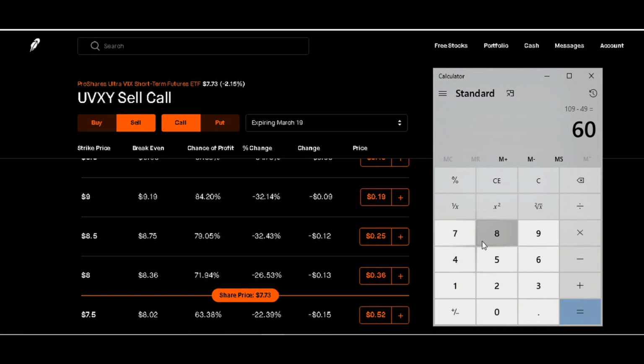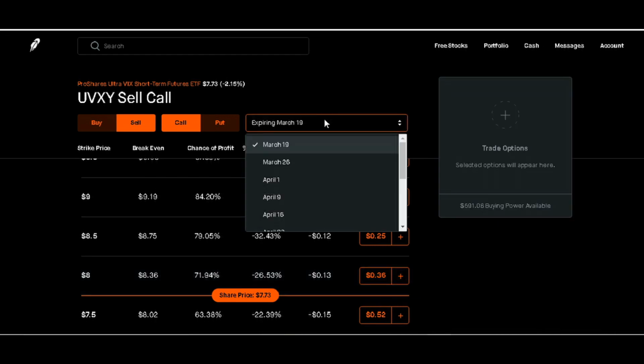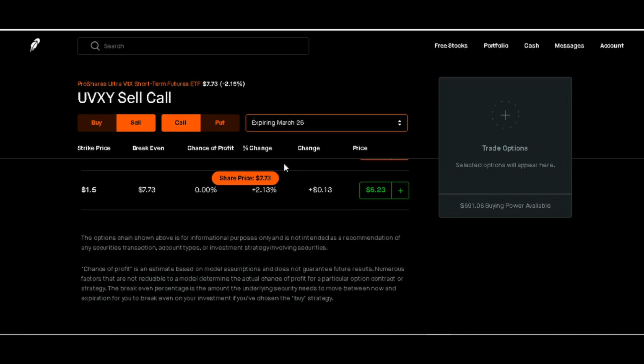So 109 minus 49 equals at least $60 out there. So remember, the value of the contract is $91 right now. As long as it stays around this price range, it's still going to be worth $91. And if this contract doesn't sell off at the end of Friday at $8 or $8.36, we're going to still have our option contract when the following week comes in, which is end of the week, March 26th, which means we can do this all over again.